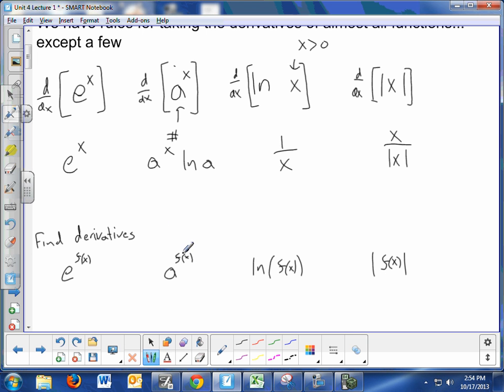We could have a to a function. We could have the natural log of a function. We could take the absolute value of a function.